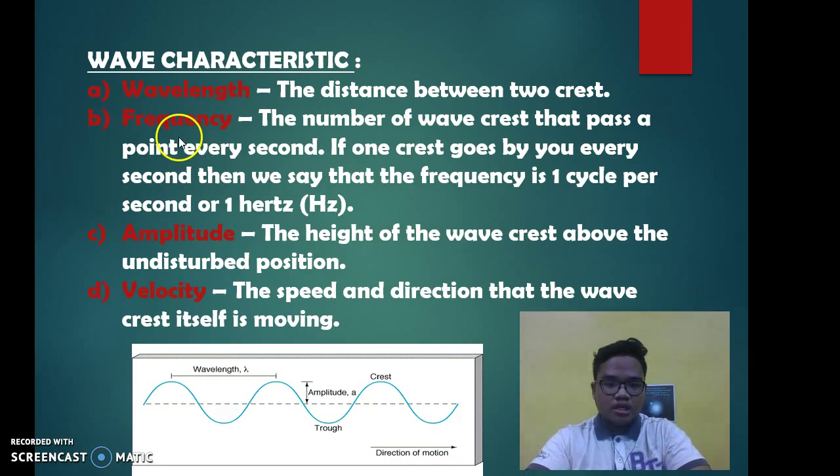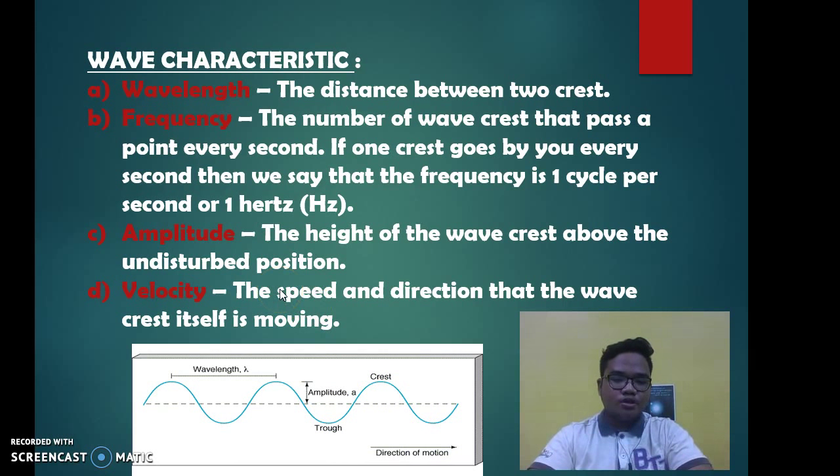B. Frequency. Frequency is the number of wave crests that pass a point every second. So from point here to point here, it's called frequency. So over here we got 1, 2, 3. So we got 3 hertz of frequency.